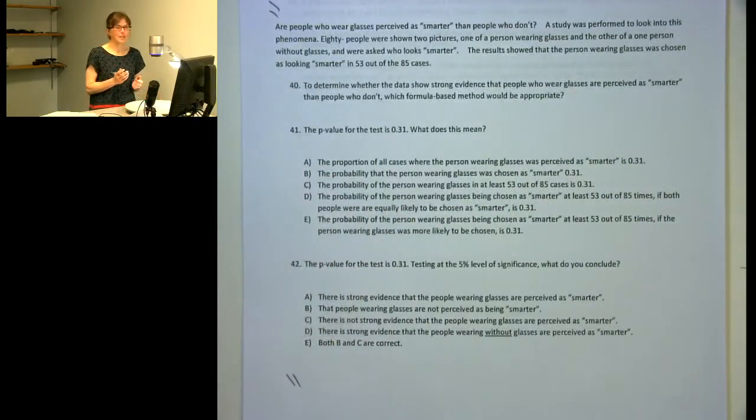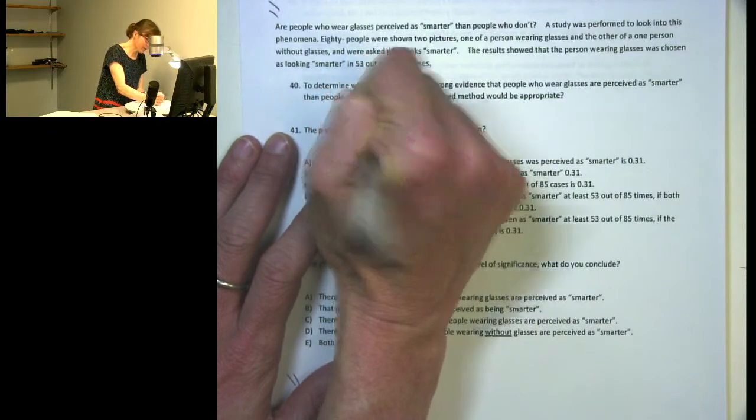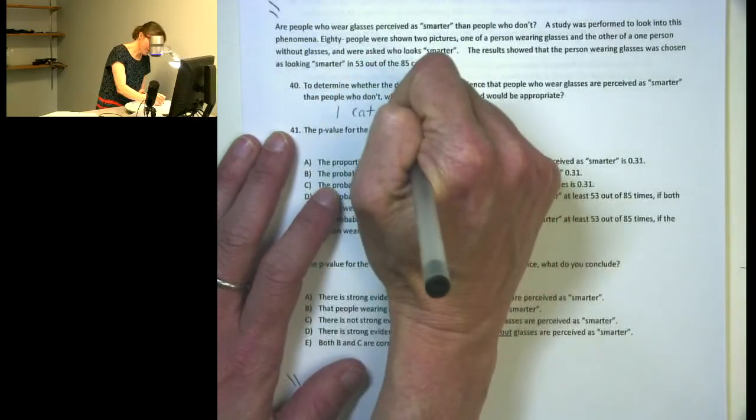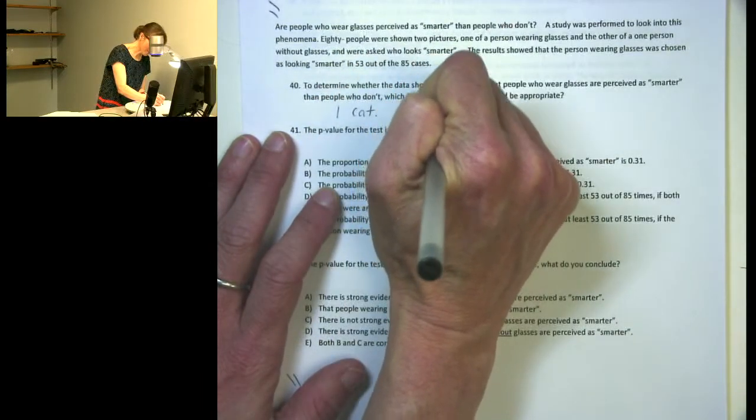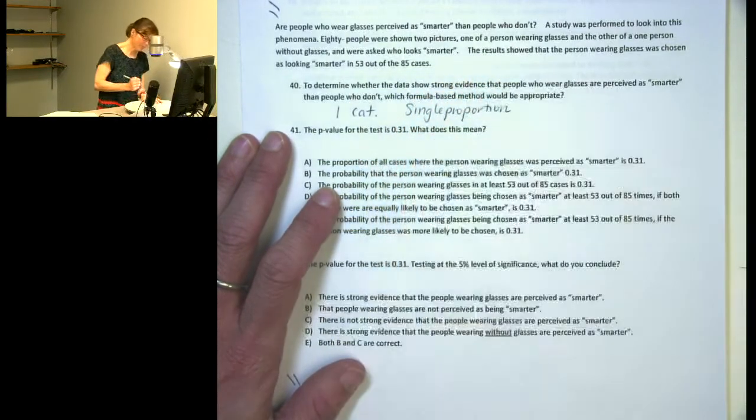Okay, so keep in mind we need to think about what type of variables are collected here. And here for each subject, they were just asked which of the two people they thought looked smarter, as it was either the glasses or the no glasses person. So we've got one categorical variable, which means that a single proportion would be our parameter of interest.